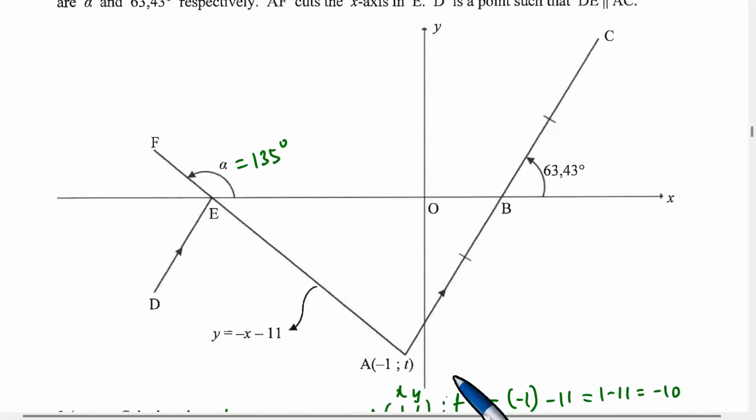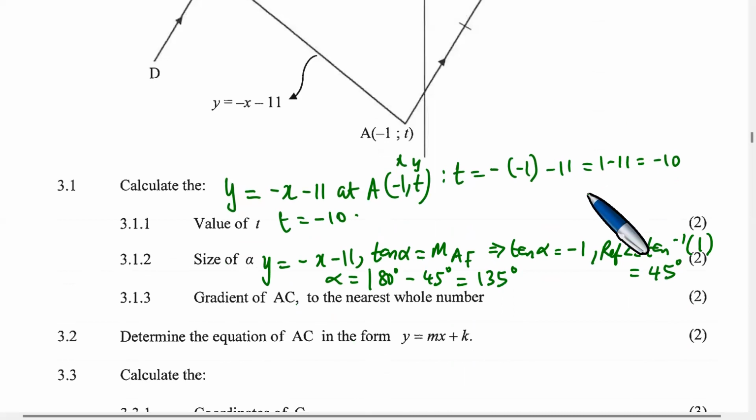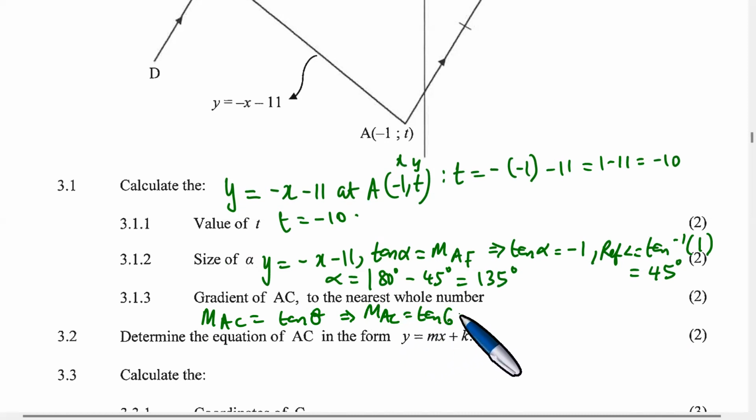So the gradient of AC to the nearest whole number, obviously we already know the angle of inclination. So we know we're going to use, there are two formulas for the gradient. One formula for the gradient that we're going to use is that the gradient of AC is equal to the tangent of the angle of inclination. Normally we use the angle theta, and this means that the gradient of AC is the tangent of 63,43 degrees. And therefore, what is this one? It is actually equal to 2. And therefore, the gradient of the line AC equals 2.